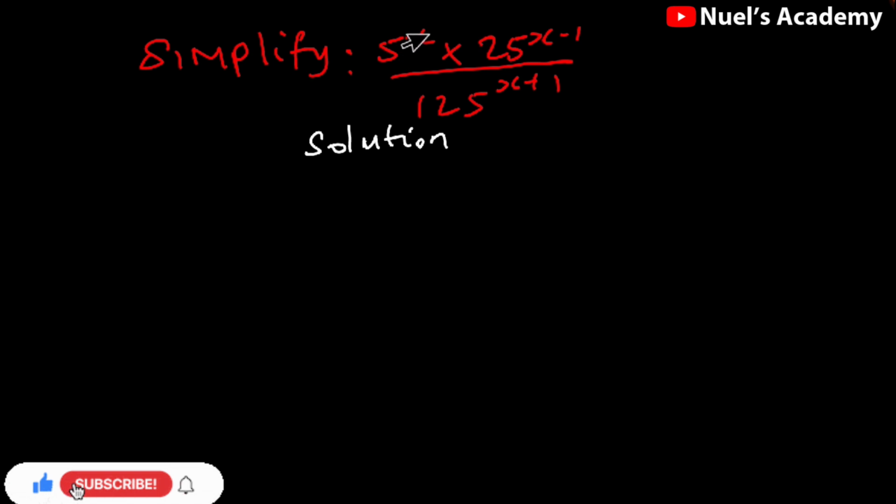Simplify 5 raised to the power x times 25 raised to the power x minus 1 over 125 raised to the power x plus 1.